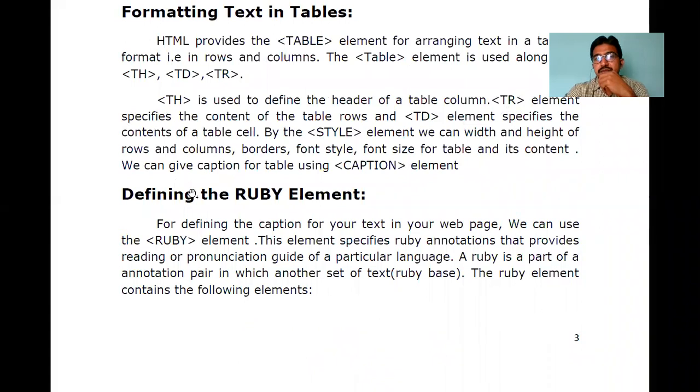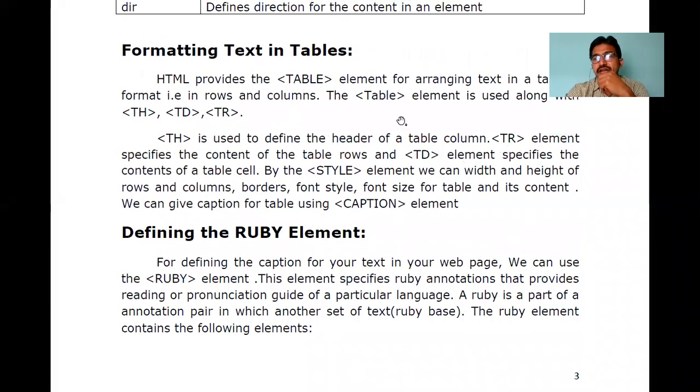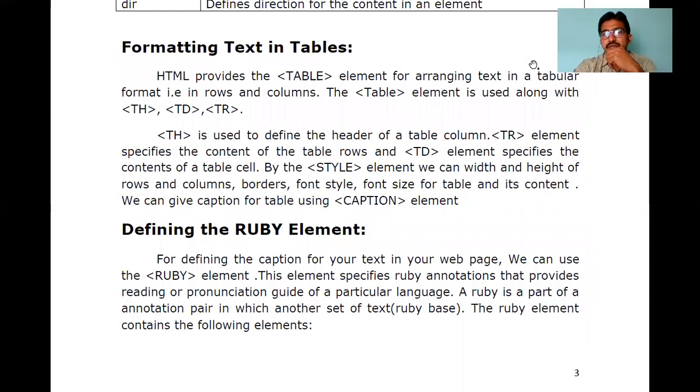The next topic is tables. We have already discussed tables: how to create a table with the help of the table element, how to insert a row with the help of tr, how to insert a heading for a table with th, and how to insert a record or data into a particular row or field with the help of td. So a table can be created with the table element, a row with tr, row data can be entered with td, and headings can be written as th, right? And if you want to give captions for a table, you can use the caption element.